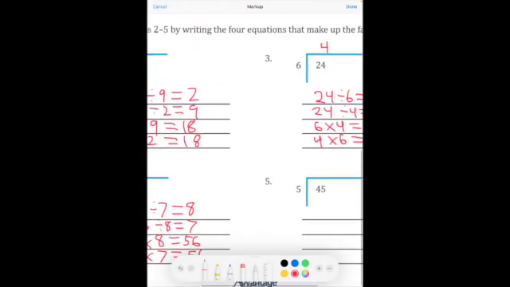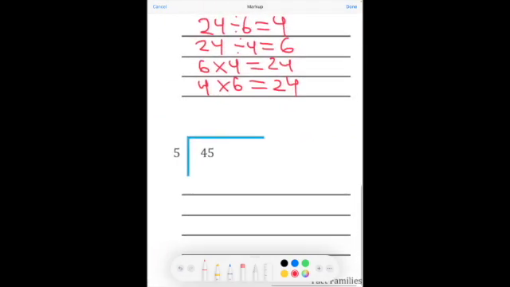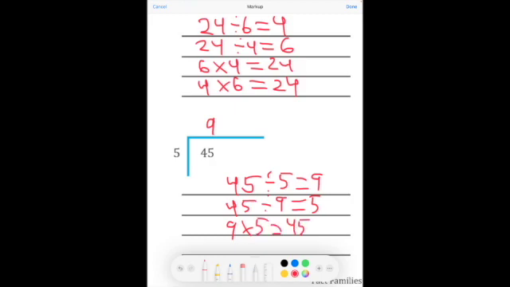Fact families. You know how families look alike? Most of you look like your mom or your dad or your brother or your sister. Same thing. All right. 5 times 9 is 45. So 45 divided by 5 equals 9. 45 divided by 9 equals 5. 9 times 5 equals 45. And 5 times 9 equals 45.